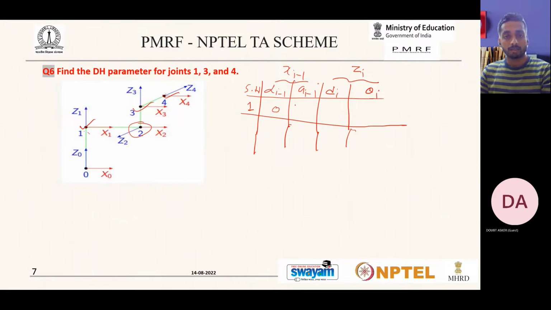And then a i-1 is the distance from the Z0 to Z1 axis along X0. As you can see, along X0 there is no distance, and these are coinciding, so this is also 0. And then we have to find this d i. d i is along z i. So along z i, what is the distance between X0 and X1? So suppose this distance is D1. So you can write it as D1 here.